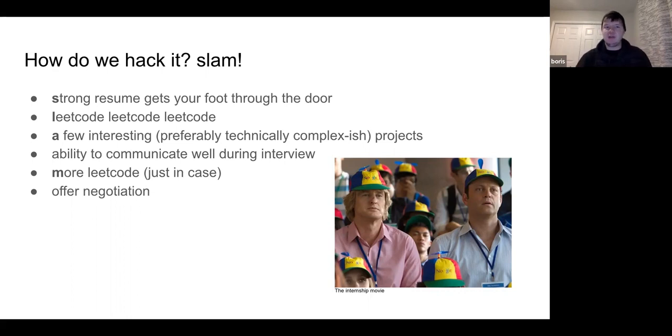And lastly, since we're hacking the TC, we always got to negotiate, especially for new grad. A lot of companies will lowball you. You can go from like 170K to a guy who got 200, like 65K more TC, right? For new grad, just crazy. So negotiating is really important.